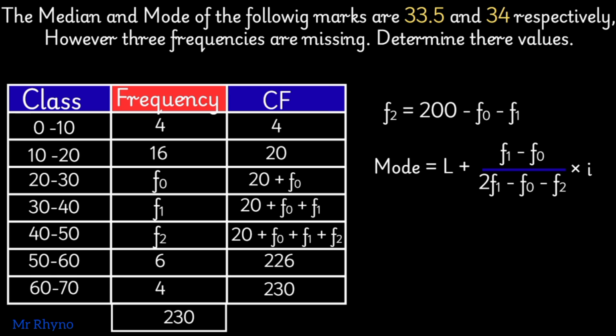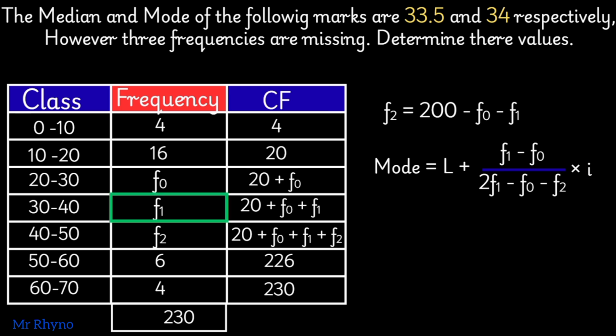Next, the mode formula. Mode is given by L plus f1 minus f0 over 2f1 minus f0 minus f2, times I, where L is the lower class limit, f1 is the highest frequency, f0 is the frequency before the highest frequency, then f2 is the frequency after the highest frequency, and lastly we have this term I, which is basically the class width.